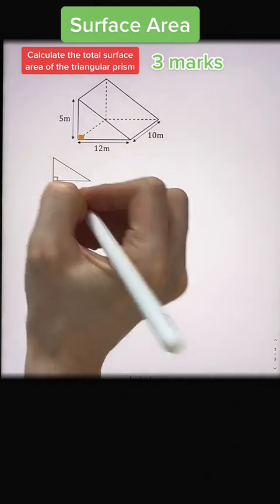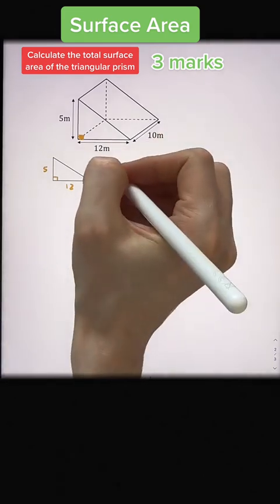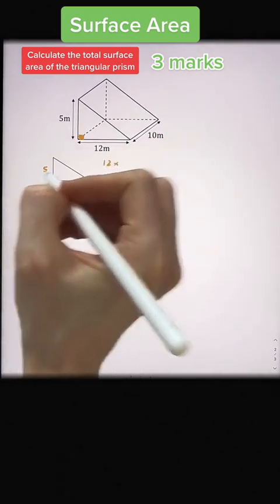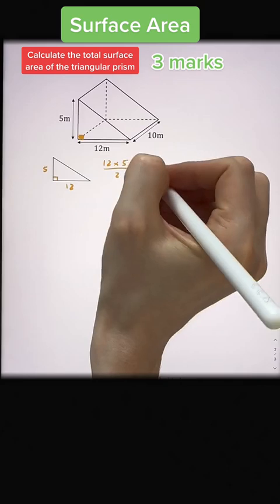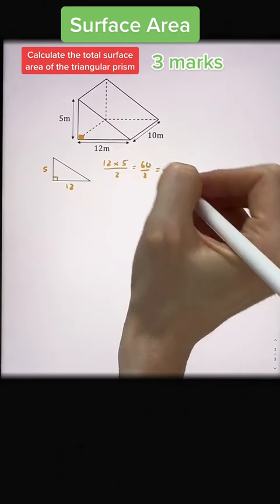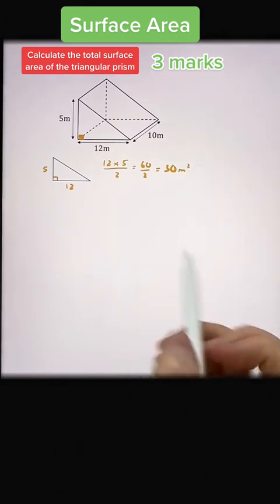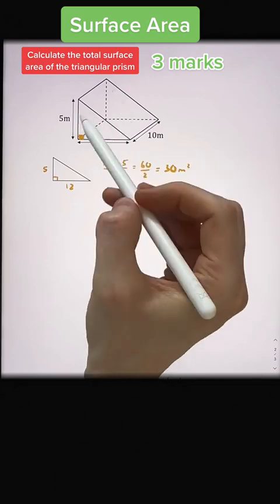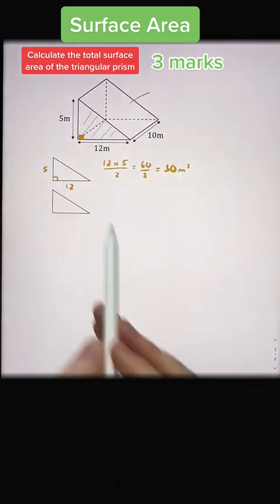Here my base is 12 and my height is 5. Therefore, to calculate the area of the right angle triangle, I can do my base, in this case 12, times my perpendicular height, in this case 5, and divide by 2. 12 times 5 is 60, and 60 divided by 2 will give us 30. As the lengths are in meters, therefore my area will be in meters squared. As I have a front triangle here, I can also see that I've got another triangle, so therefore I'm going to have exactly the same situation.